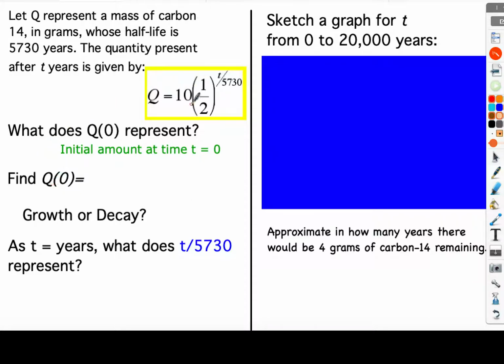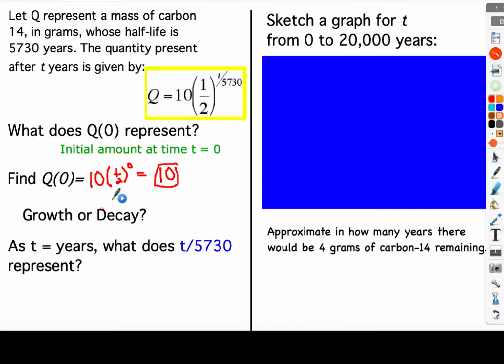So let's plug in 0. Well, 0 divided by 5,730 will still be 0. 1/2 to the 0 is always 1, and 1 times 10, essentially 10 times 1/2 to the 0 power, is going to just be 10. So what that's telling us is we're going to start with 10 grams of carbon-14 here.